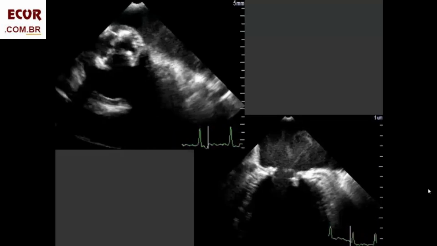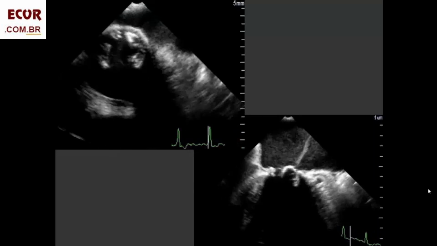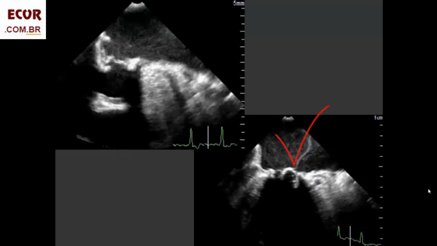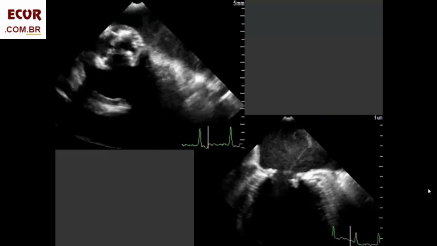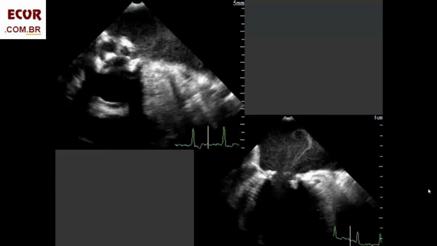This aspect is not of a calcified leaflet. Calcium is not smooth as seen at this leaflet here. Notice the spontaneous contrast in the left atrium.